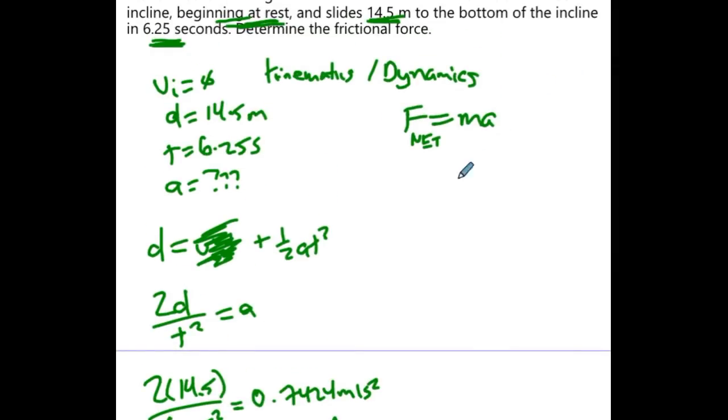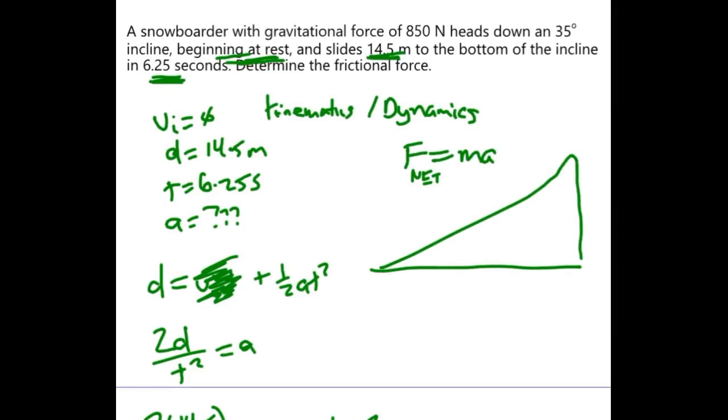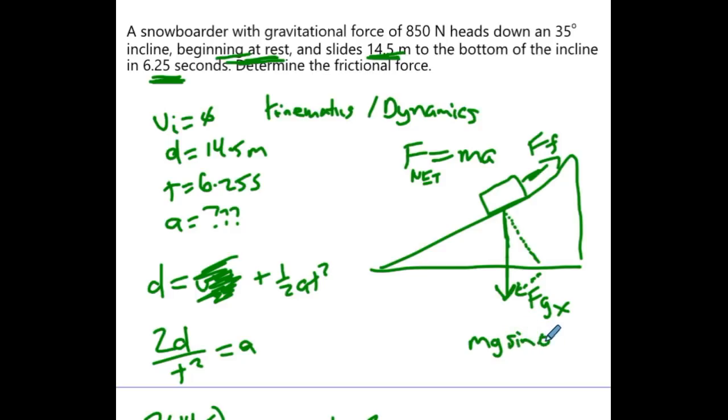Okay, now let's talk about the actual diagram itself. It's the same thing we've been doing for the last 2 examples. We have a box, only it's not a box, it's a snowboarder, but it's the same concept. And the snowboarder is going to be getting pulled backwards by friction, but the only reason why it's going down the hill is because gravity pulls straight down, but if you calculate the components of gravity, the component that we want is the Fg in the x direction, which we hopefully now have memorized is mg sine theta.